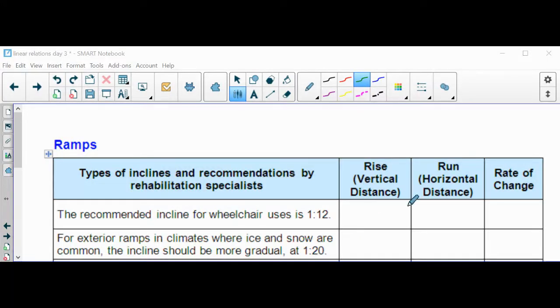So a standard wheelchair ramp has an incline recommendation of 1 to 12. So it means that for every 1 inch of rise, there needs to be 12 inches of run. Or vertical rise, if the rise is 1, the horizontal distance is 12. And so the rate of change is 1 over 12.